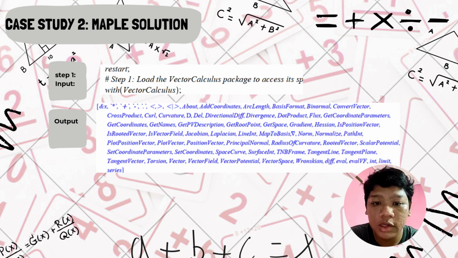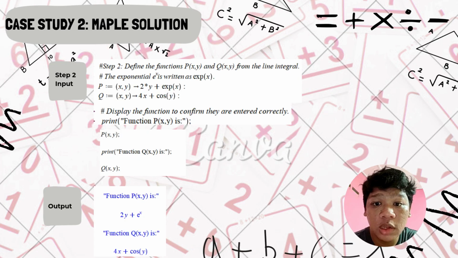So, to verify the manual calculation, we are going to use Maple software. First, we start by setting up Maple, restart, and load the vector calculus package so that we can access the functions needed to solve the equation. Next, we define the functions P(x,y) and Q(x,y) that we obtained before from the line integral. After we key in the input, we get an output that says function P(x,y) is 2y plus e to the power of x, and function Q(x,y) is 4x plus cos y.